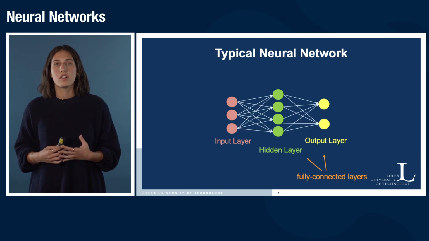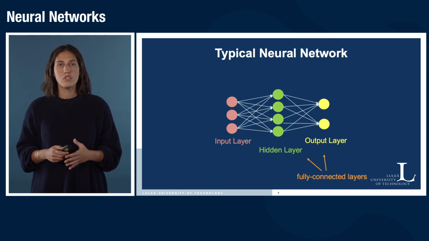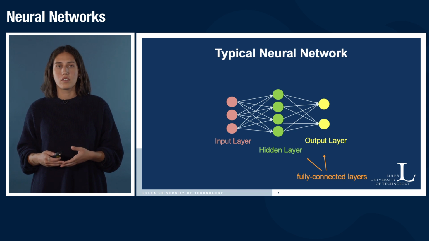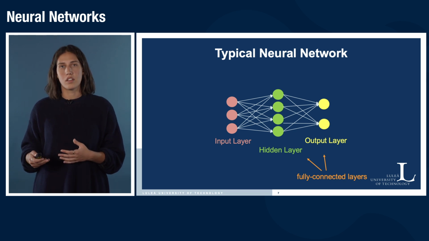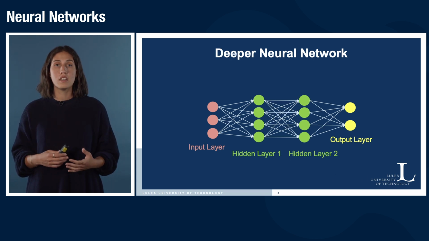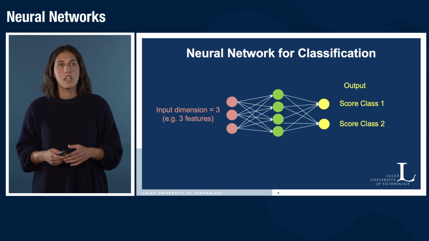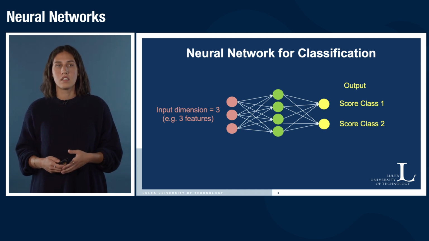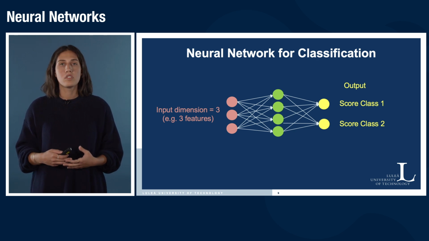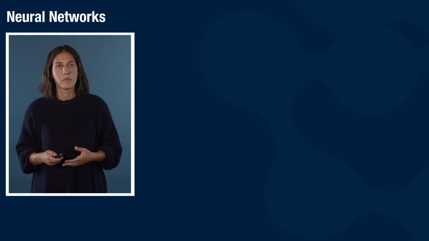Now let's see what a typical neural network looks like. First, we have the input layer. Then this input is connected with every node of the hidden layer, and then again with the output layer. We call these fully connected layers. And the more hidden layers we add to the neural network, the deeper it gets. Now, when it comes to classification, we have some input features, and the output neurons are the number of target classes. So in this case, we have a three-dimensional input, and the output is the score for the two classes.